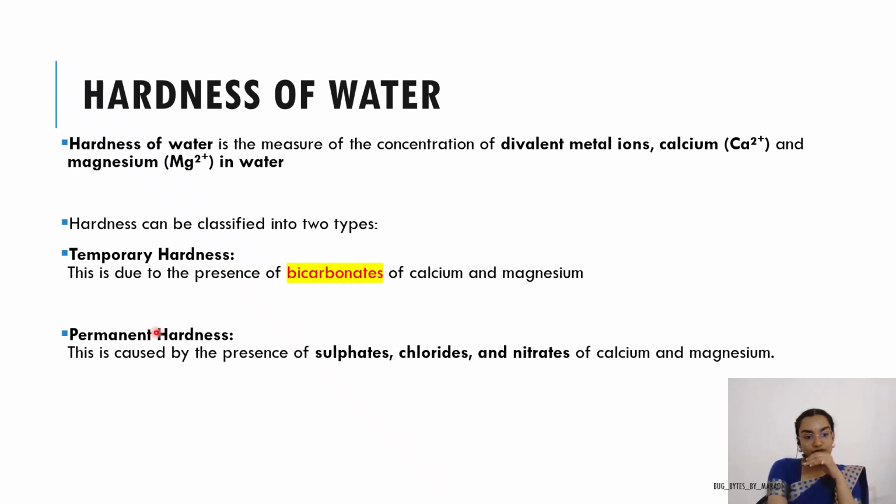When we speak about permanent hardness, it is caused by the presence of sulfates, chlorides, and nitrates of calcium along with magnesium: magnesium sulfate, magnesium chloride, and magnesium nitrate. This cannot be removed by boiling. It requires chemical treatment for the softening process.